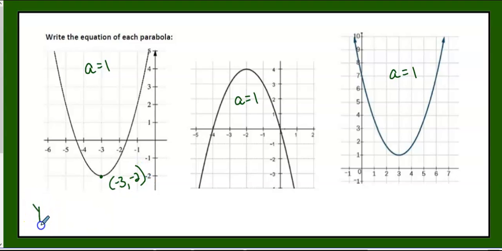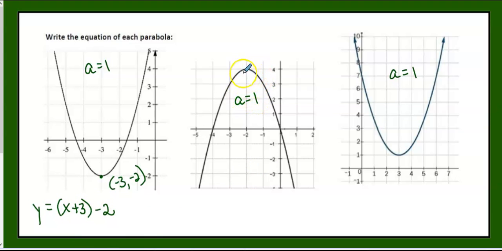Okay, and if you remember, it's y equals, we have the A value of 1, so we don't have to put anything there. And then this is going to be X minus H. This is H right here. So X minus -3 is X plus 3. And then the Y value just goes on the outside. So the vertex of this is -3, -2.